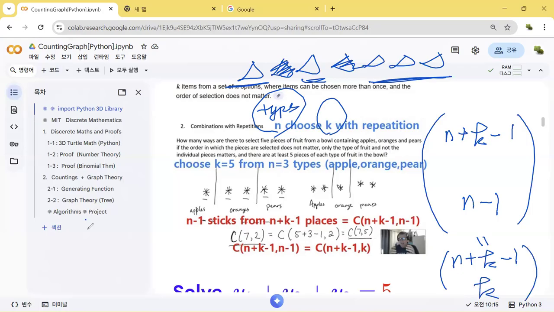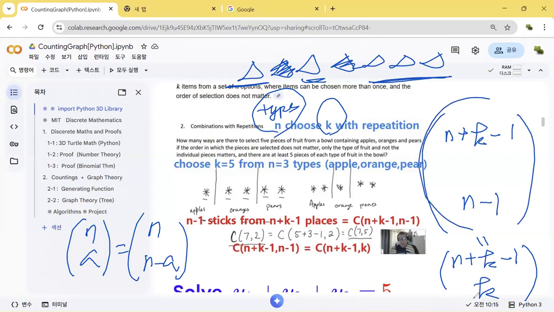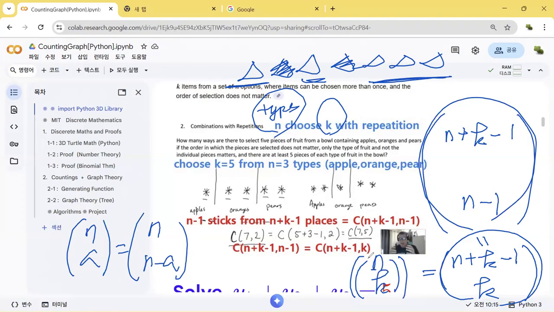So n choose a is equal to n choose n minus a. So this one is equal to this one. That's the reason why n plus k minus 1 choose k is, say, n choose k like this. There are n types of fruit, and you take out k fruits. So from this formula, you can get the answer, the possible number of ways to choose k fruits from n types of fruit.